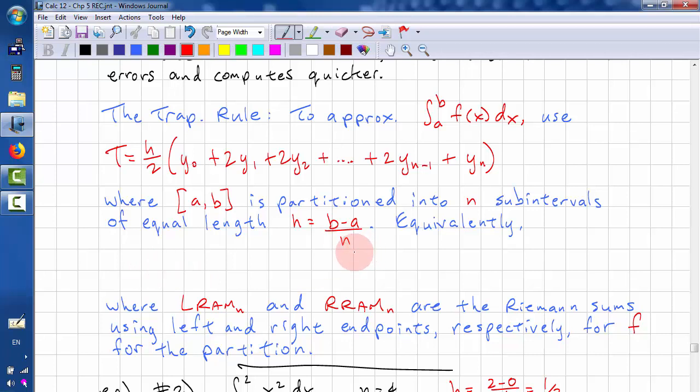If you've already calculated LRAM and RRAM, we can have T equals LRAM n plus RRAM n over 2. N is the number of partitions. So where LRAM n and RRAM n are the Riemann sums using left and right endpoints respectively for the function f for the partition. Notice this is the same formula that we used in the RAM list calculation.